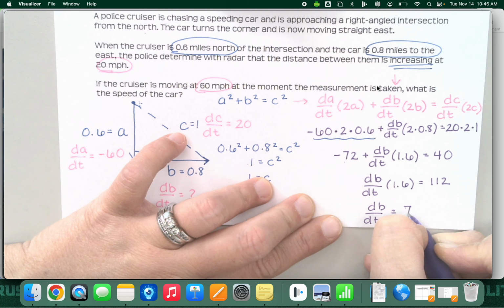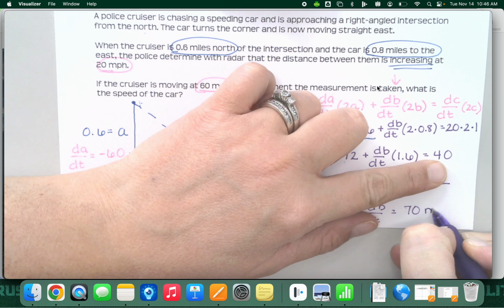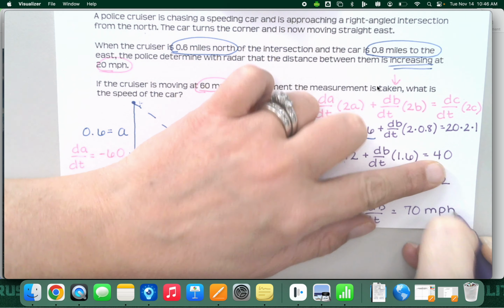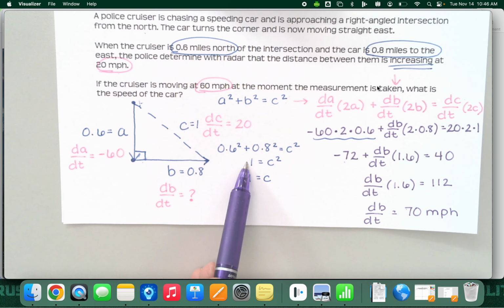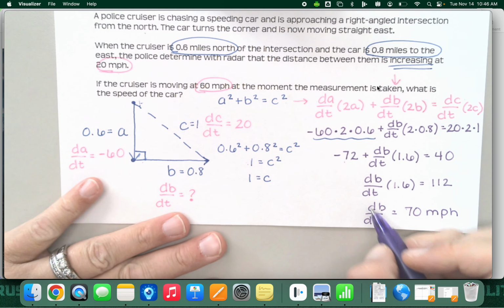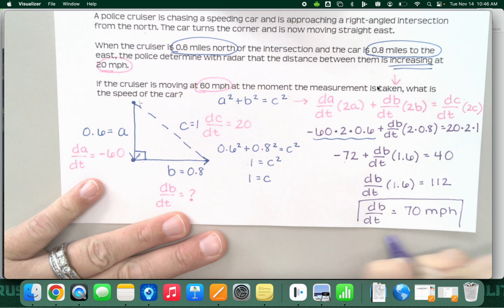is equal to 70. And then let's just think about what that 70 represents. That's the rate that this is changing. Now, all my other rates of change are miles per hour. So this is 70 miles per hour. So what we just found is that this distance is increasing at a rate of 70 miles per hour, meaning that that car must be moving at a speed of 70 miles per hour.